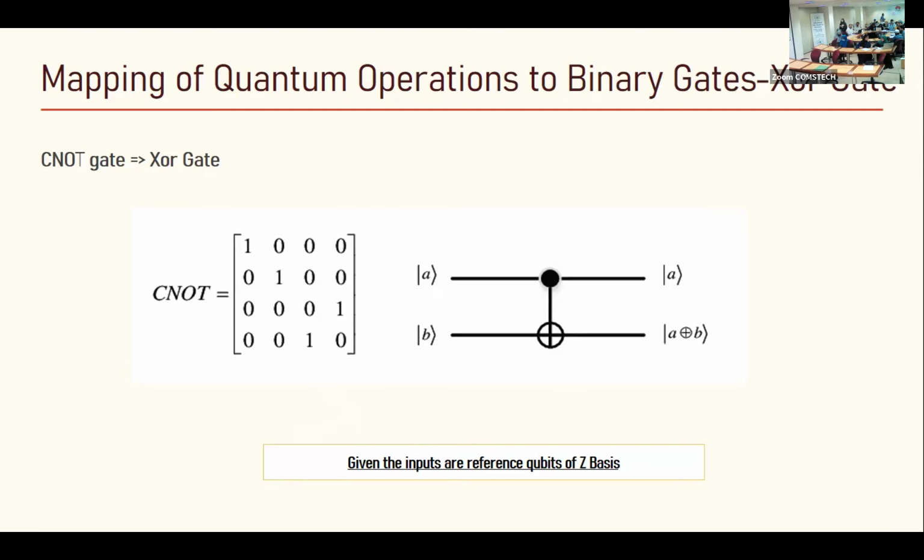XOR function हुआ? So when I say that C0 is the analog to XOR function, I want you to complete this sentence. C0 is analog to XOR gate when the output is measured at the target qubit.